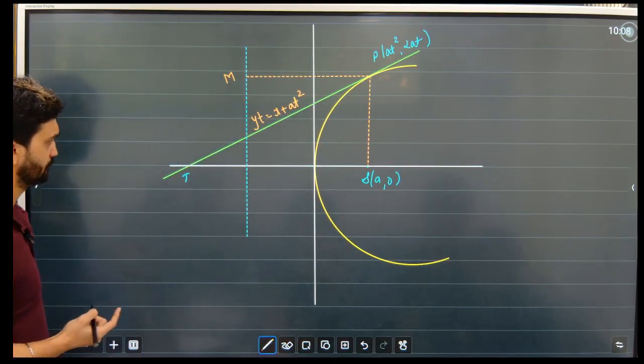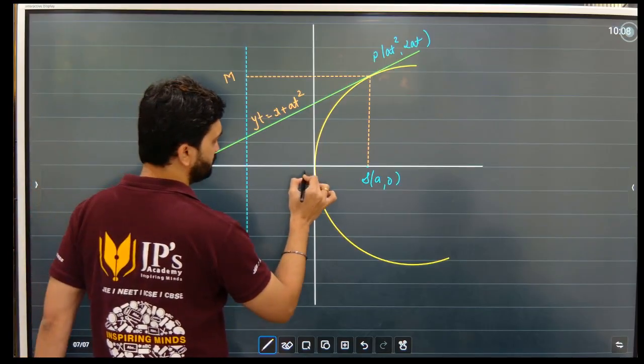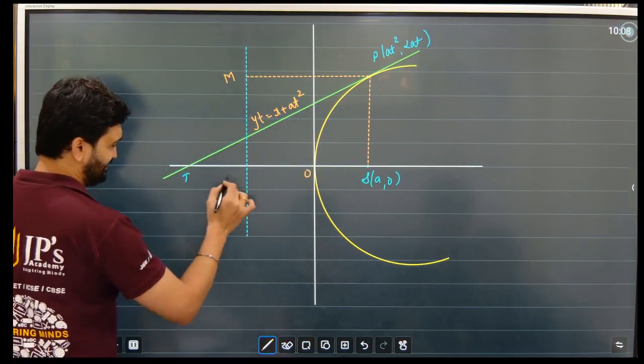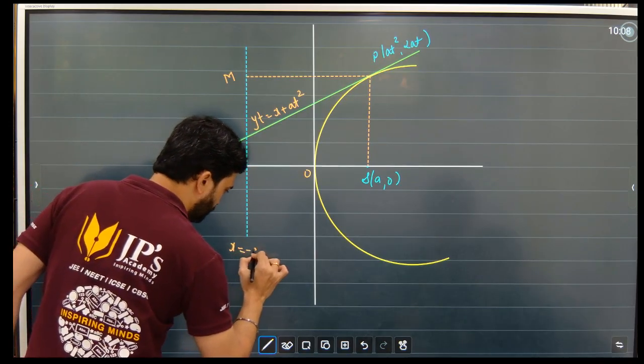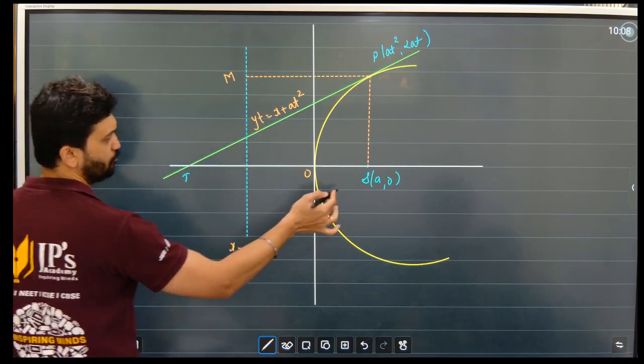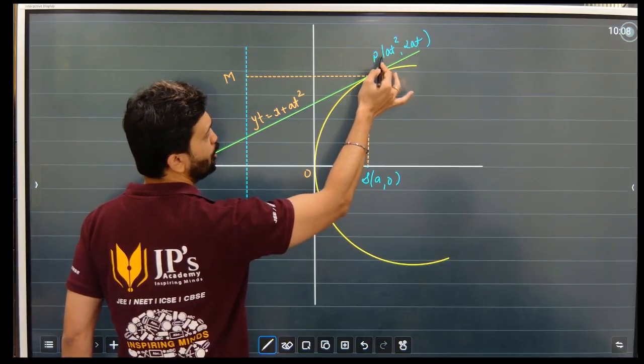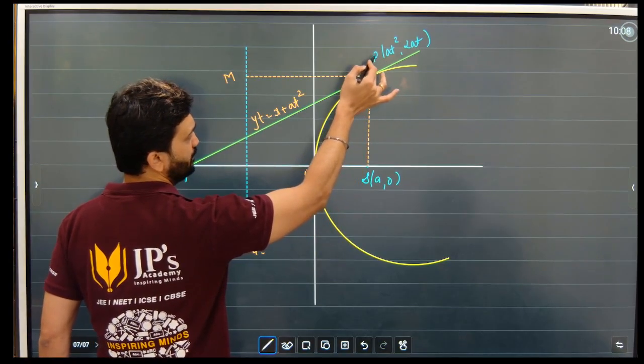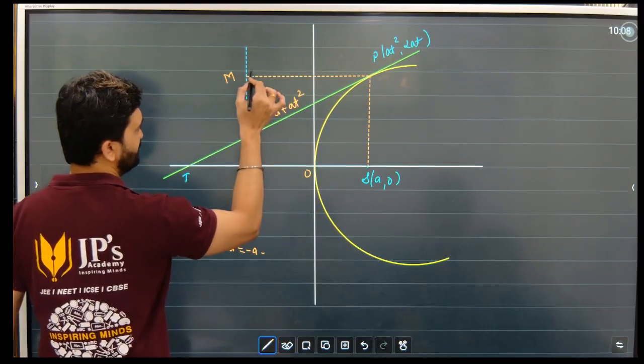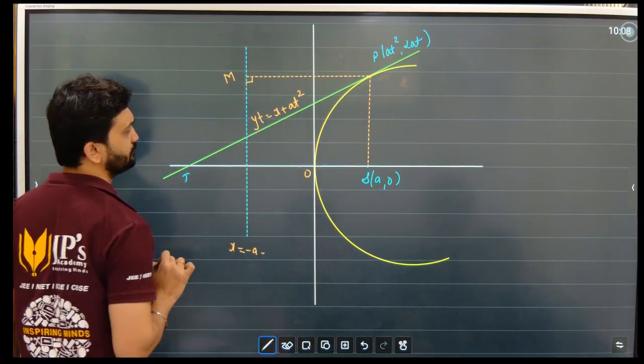So now this is the equation of tangent. This is your vertex (0, 0). This is your directrix, that is x is equal to minus a. This is your focus (a, 0). It is a point on the parabola, that is (at², 2at). This is M, the perpendicular.